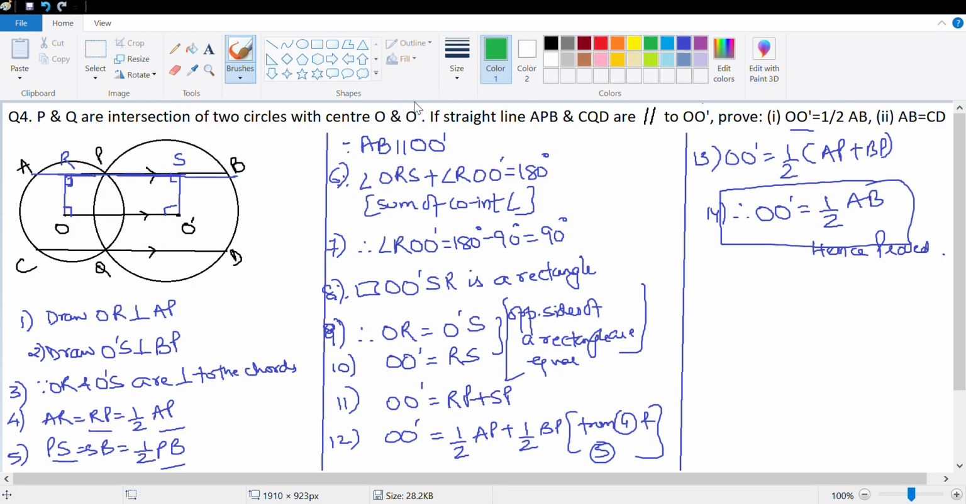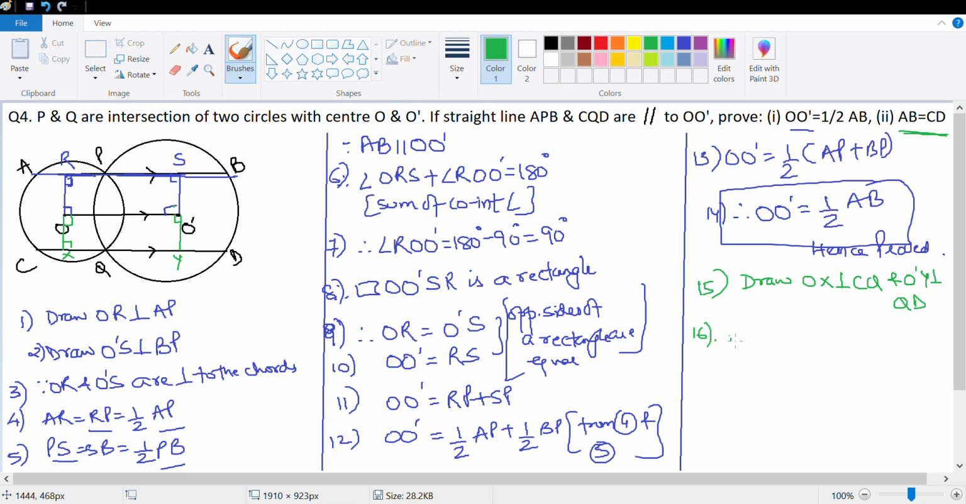Next, the next part of the question says we need to prove that AB is equal to CD. So we'll have to do the same thing, but this time on the opposite side. So again, I will draw a perpendicular here, and a perpendicular here. Let's call this X and this Y. This angle obviously is 90. If this is 90, this is 90. So let's write that. Draw OX perpendicular to CQ and O dash Y perpendicular to QD.